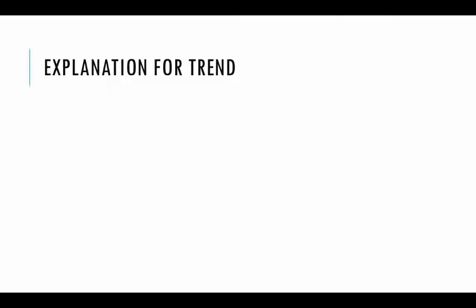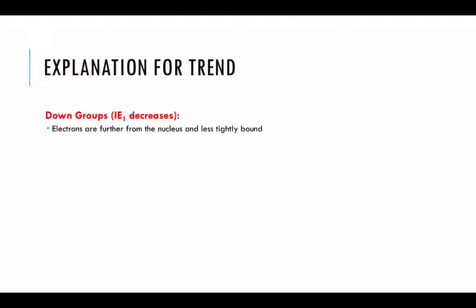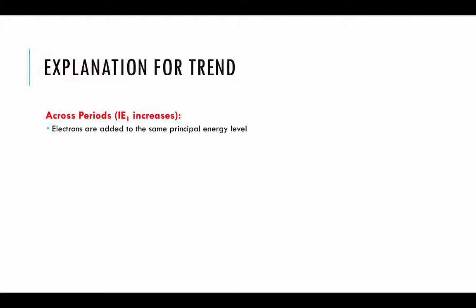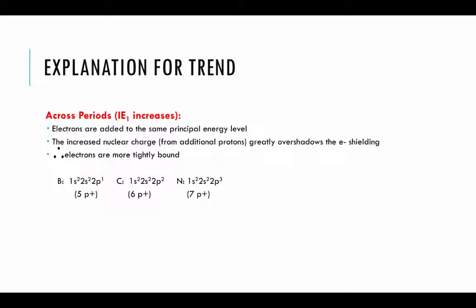Now let's look at the structural explanation for this trend. Recall again that as we go down a group, electrons are farther from the nucleus because we're adding new principal energy levels each time, and these electrons are less tightly bound. Therefore, these electrons are easier to remove. Going across a period, on the other hand, electrons are added to the same principal energy level. The increased nuclear charge from the additional protons overshadows the very small increase in electron shielding, therefore they're more difficult to remove.